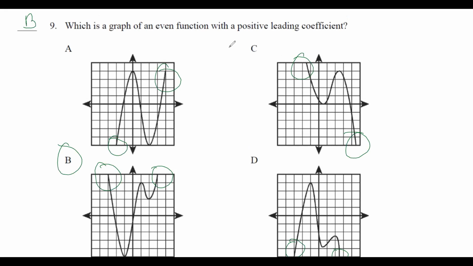Let's analyze A. What is A? This one is odd, positive. This one is odd, negative. And this one is negative, even. And this one is positive, even as well.